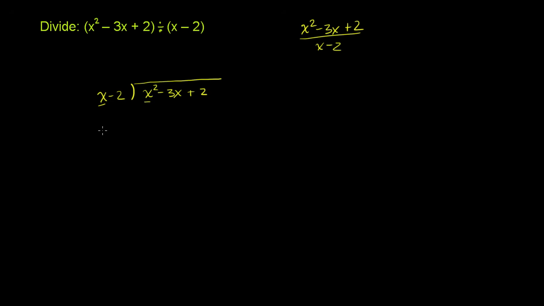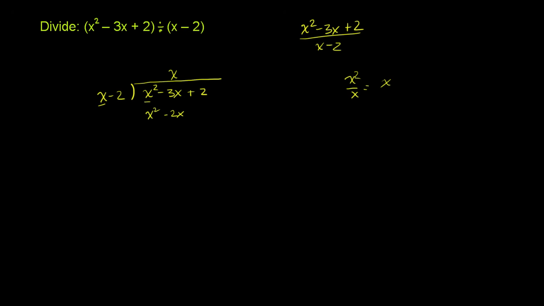X goes into x squared how many times? Or x squared divided by x is what? Well, that's just equal to x. So x goes into x squared x times. I'm going to write it in this column right here above all of the x terms. And then we want to multiply x times x minus 2. That gives us x times x is x squared. X times negative 2 is negative 2x.